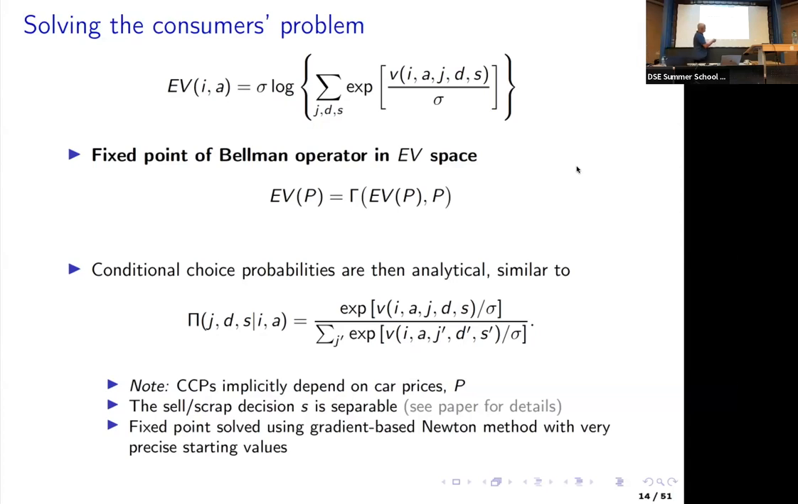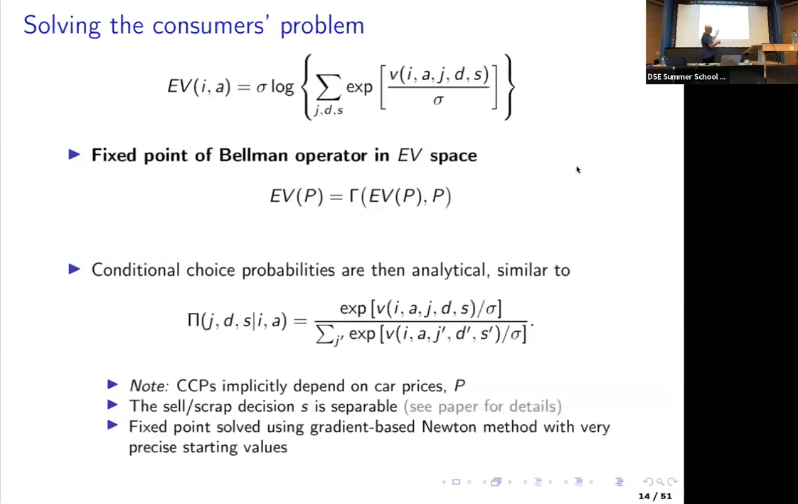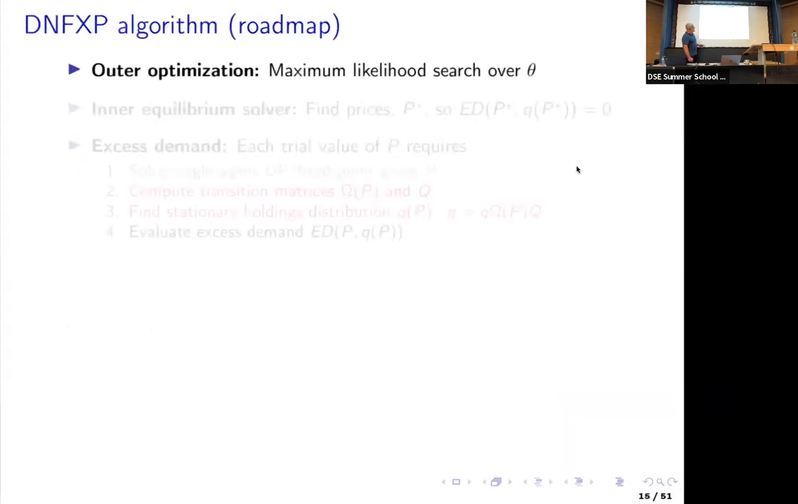So once you have that fixed point, you can calculate all those expected value functions, put them into the choice-specific value functions, and then you get your choice probabilities that are mostly logistic because of those extreme value shocks. Of course, here they also implicitly depend on the prices. And I think this is where Fedor comes in.